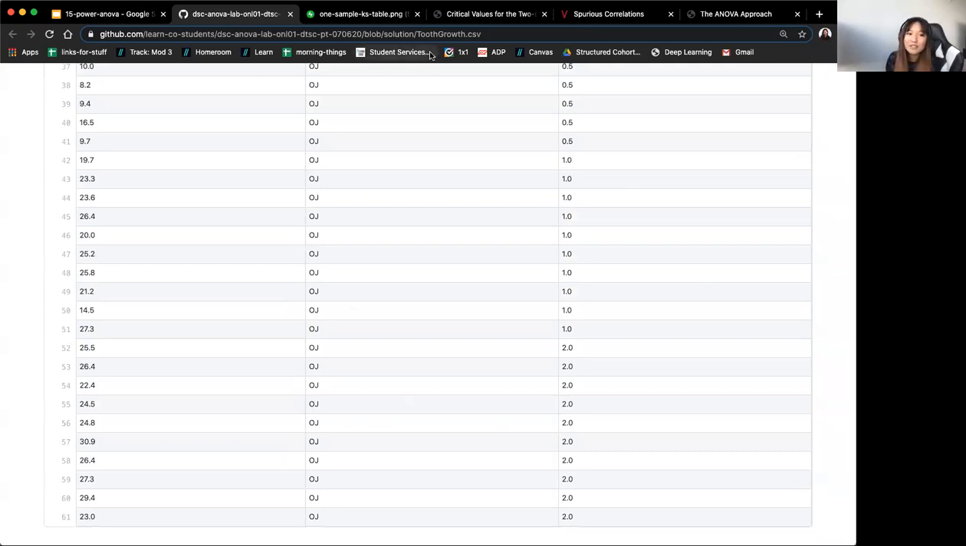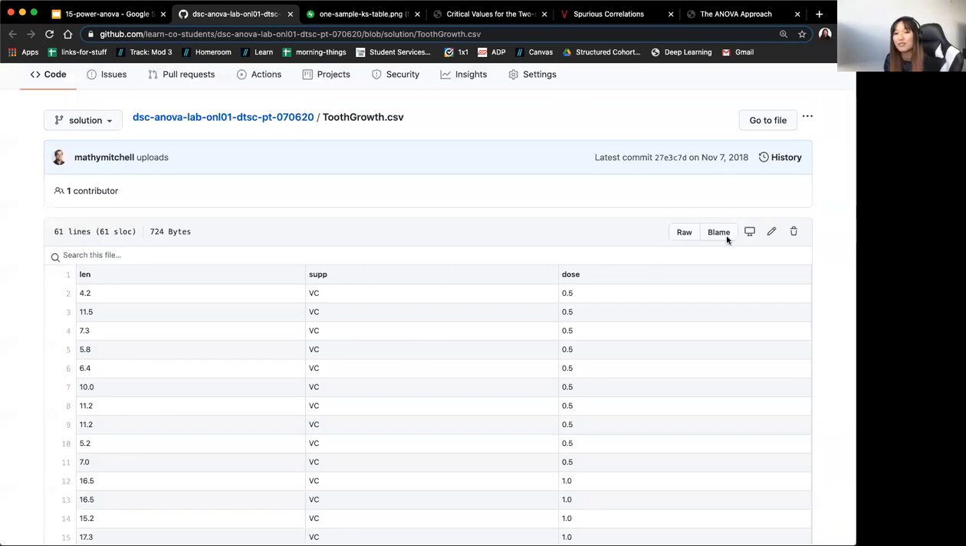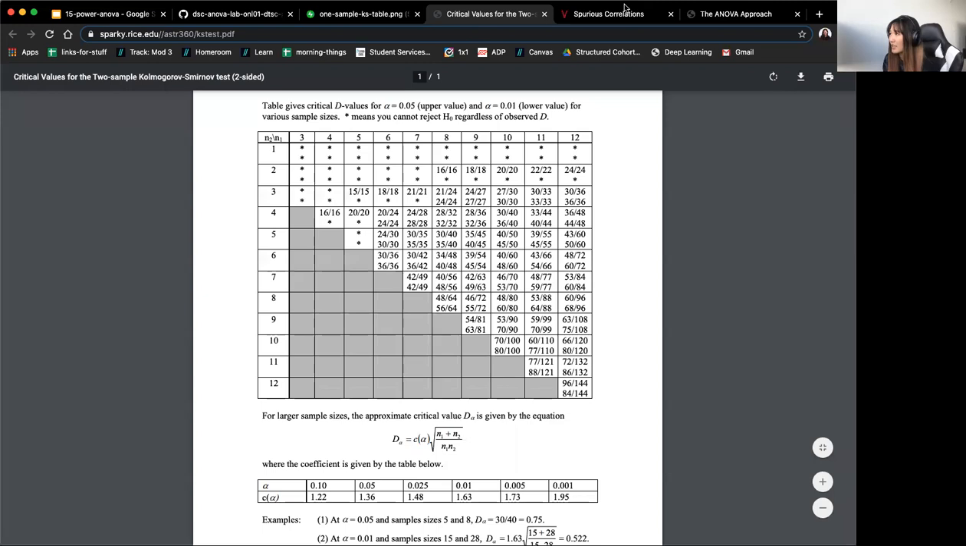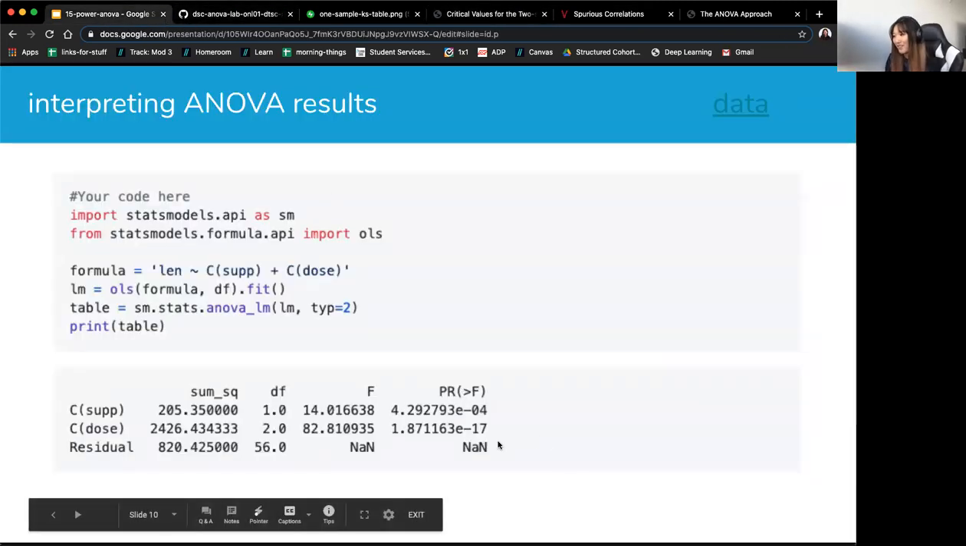And what this ANOVA test is doing is you're just looking across the different supplements and across the different doses: is there a difference in the means? So looking at this output over here, we can see p-values all lower than 0.05.